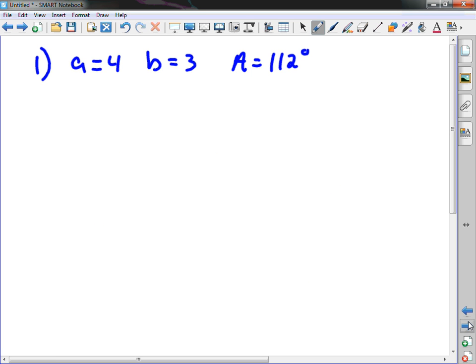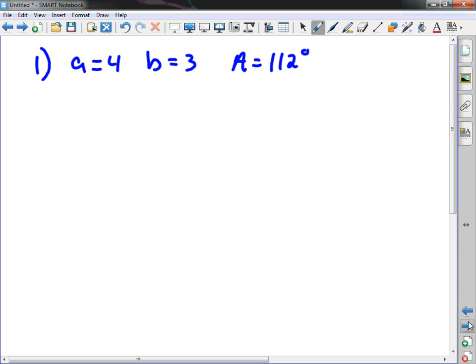The first one is you're given two sides, a and b, and an angle A. We have to determine which case this is. This is actually case 2 because the angle A is greater than or equal to 90 degrees. So when we look in case 2, there's a couple things we have to look at. Is a less than or equal to b, or is a greater than b? In this case, a is greater than b, so that means there's one solution.